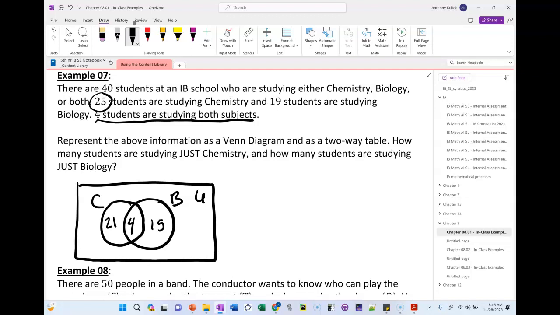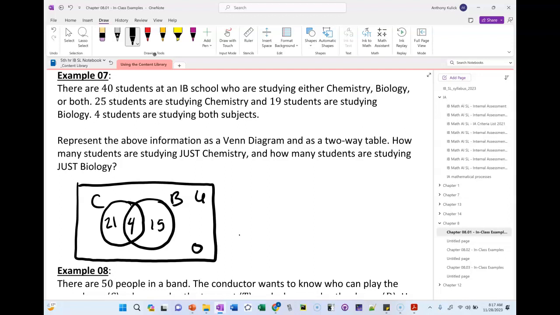I get 40, right? So there's nothing left because we had 40 students, right? So there's nothing outside. Okay? So that's my Venn diagram. Everybody's okay with how we constructed that?